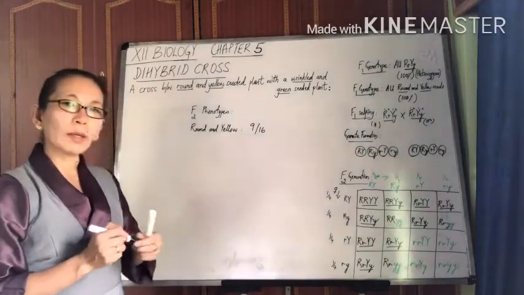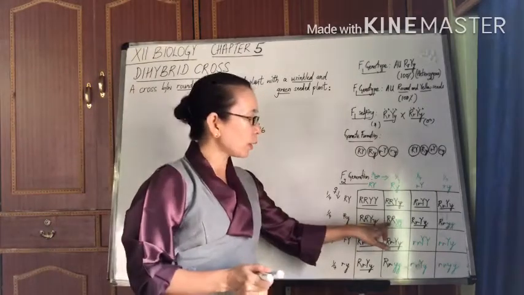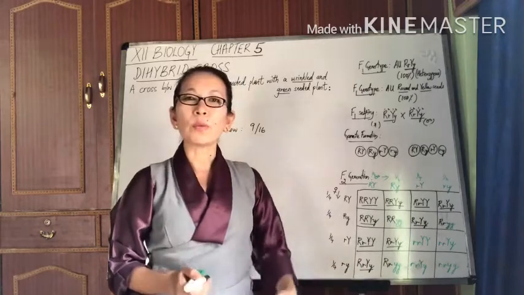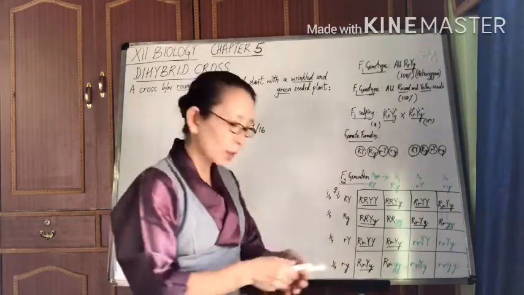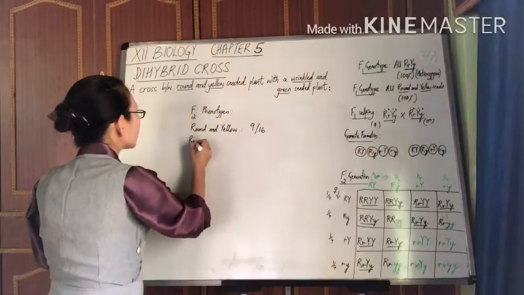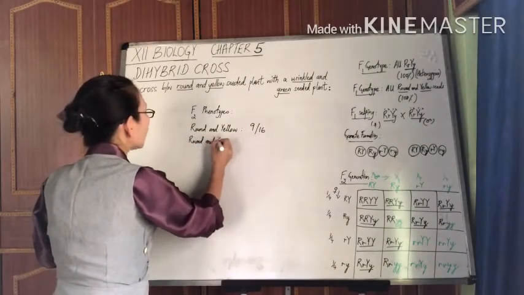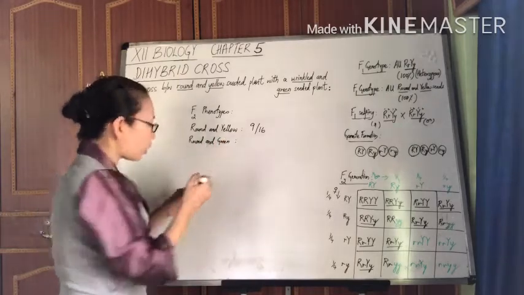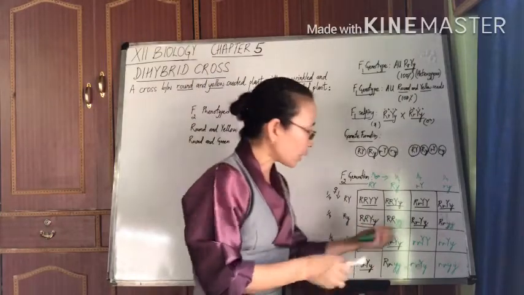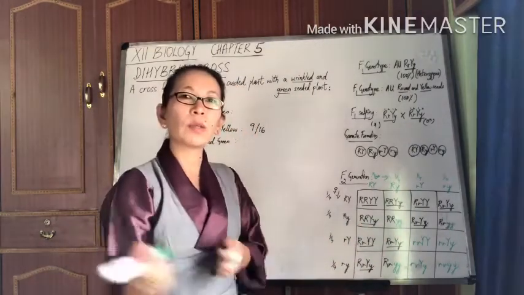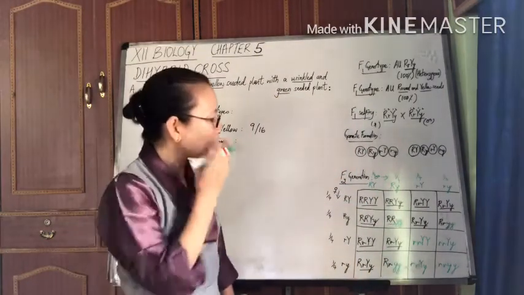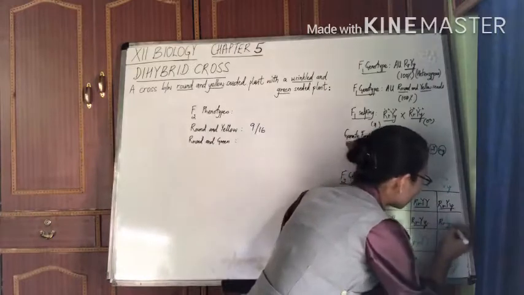Okay, the next one, let's go into this one. Capital R would be round. Small y would be green. So it is round and green. So the next phenotype is round and green. Let's look at how many round and green we have in the box. So round and green, I'm going to underline with the green line. So round and green, then we have round and green.